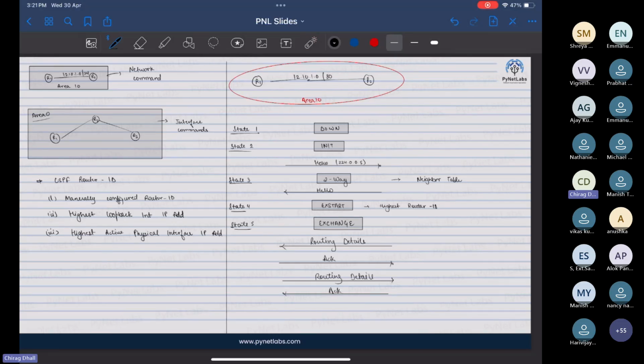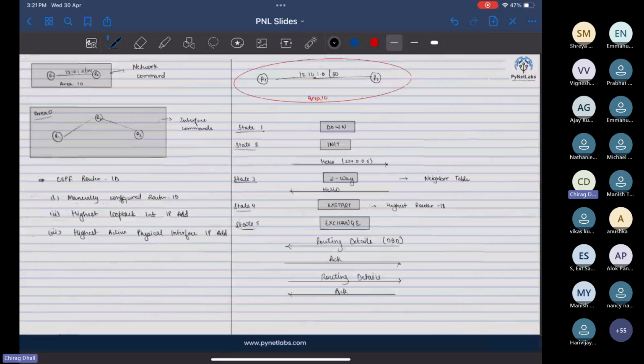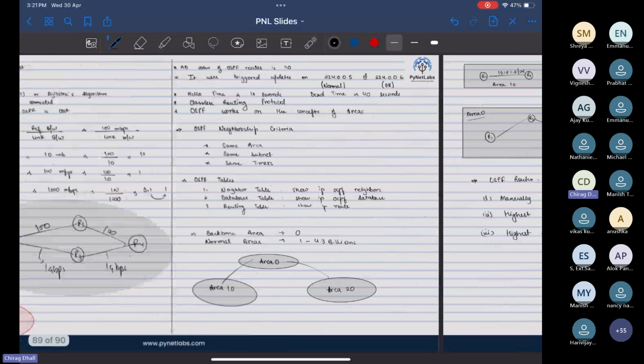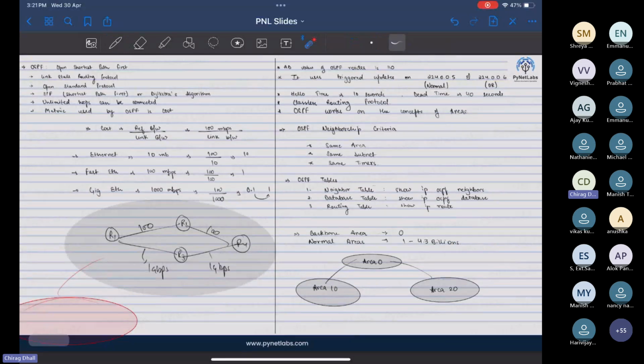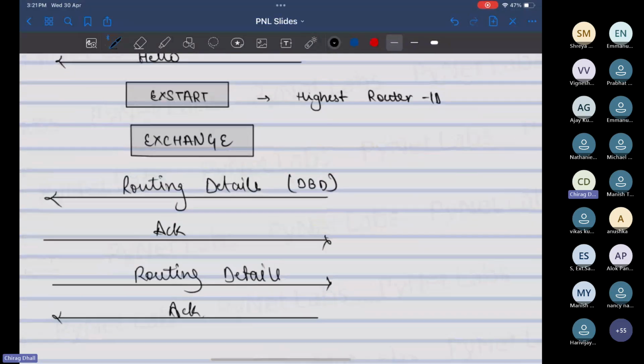The routing details are exchanged with a packet called DBD. DBD stands for database descriptor. Clear? And these database descriptors are used to create another table of OSPF, which we discussed yesterday, called the database table. So this information will help me construct another table, the link state database table.